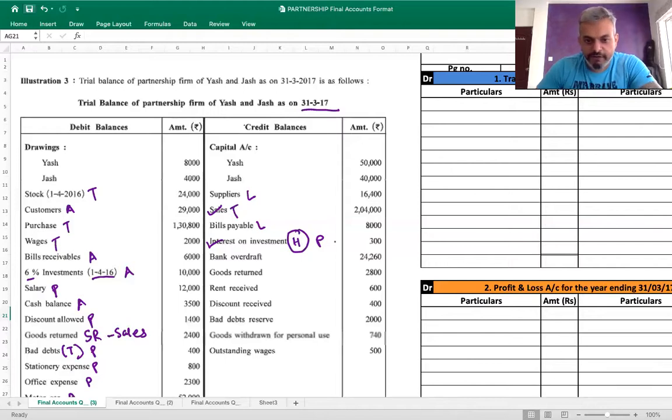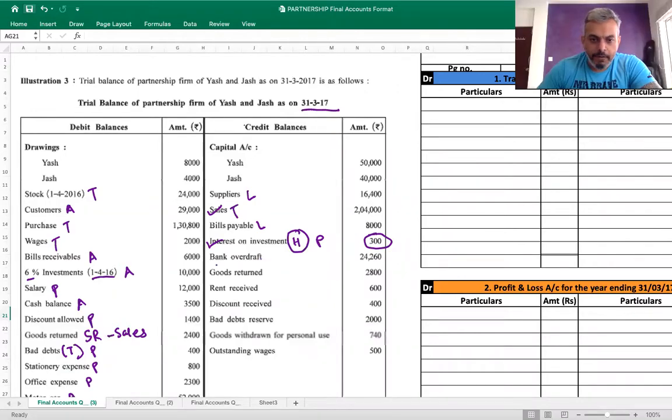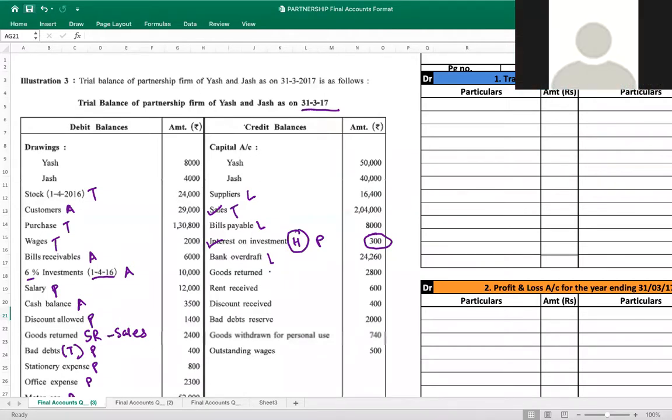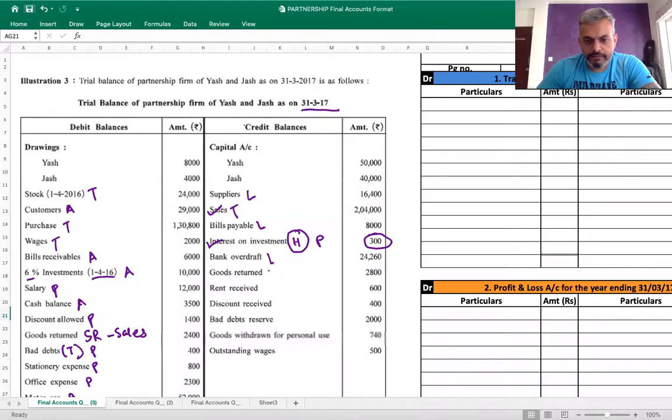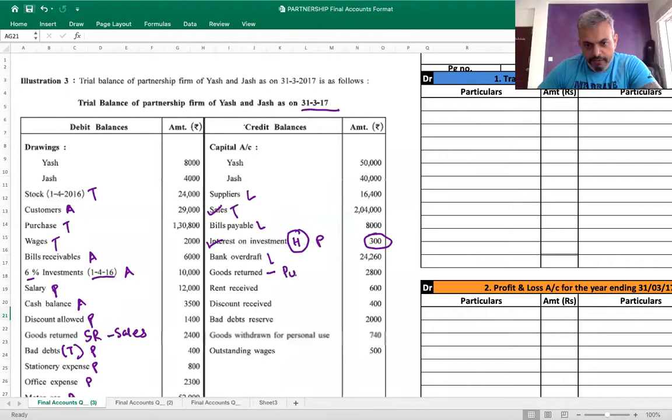We also have a hidden adjustment because interest of 600 should have been received but we received only 300. So 300 is receivable. Okay, bank overdraft, liability, goods return. Now what is this goods return? Purchase return. So we minus from purchase, trading. So goods return will be minus from purchase.